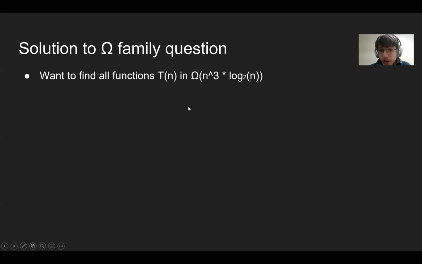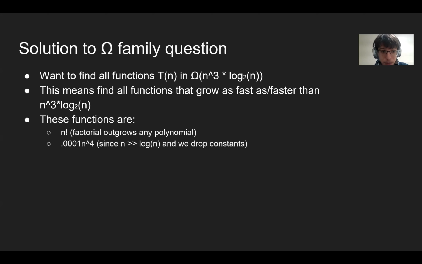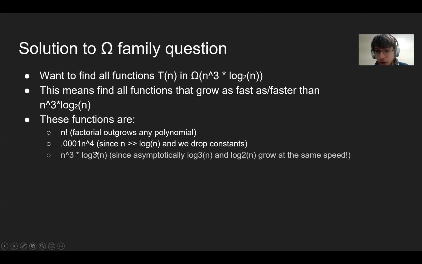Yeah. So like we were saying, we want to find all solutions to n. For big omega, we want to see all ones that grow as fast or faster than that. So n factorial grows faster than polynomials, and dropping constant factors, n cubed and log n essentially grow at the same speed. Because again, using log rules, they do grow at the same speed. They actually do. It's just a constant factor different.